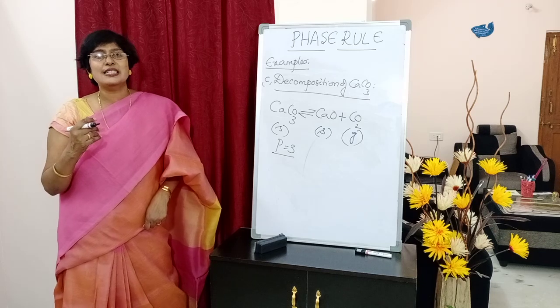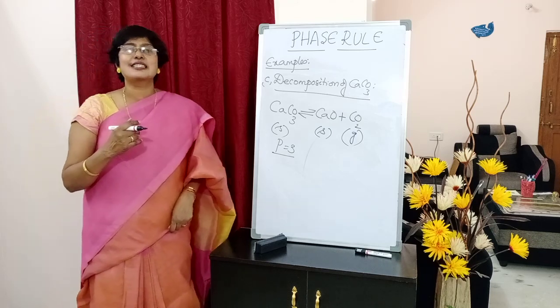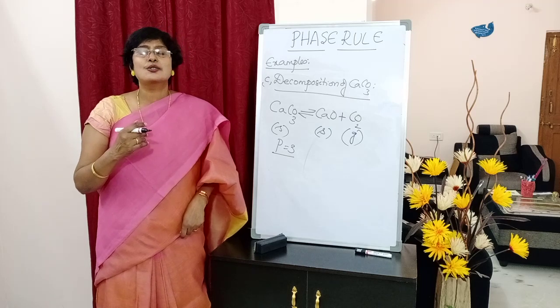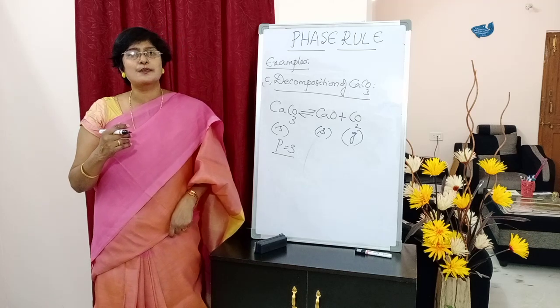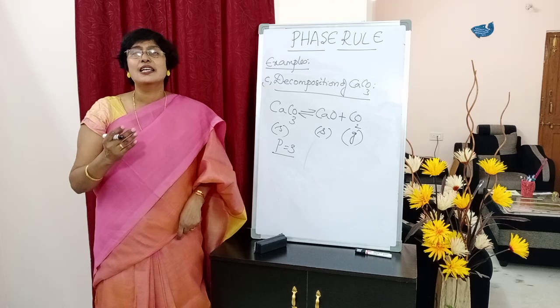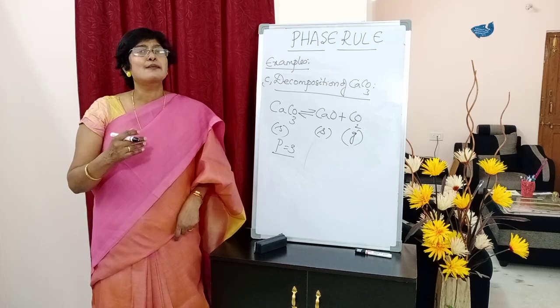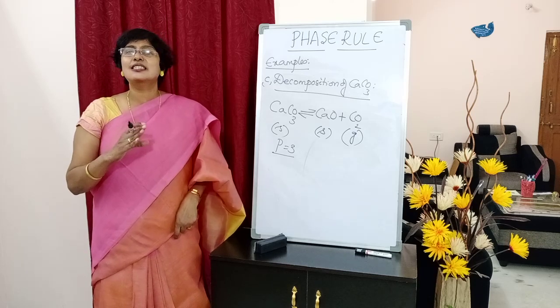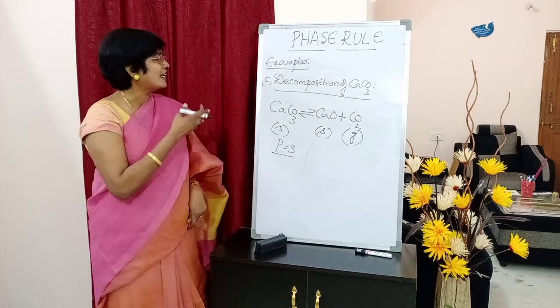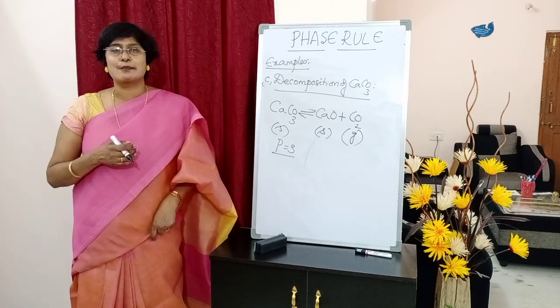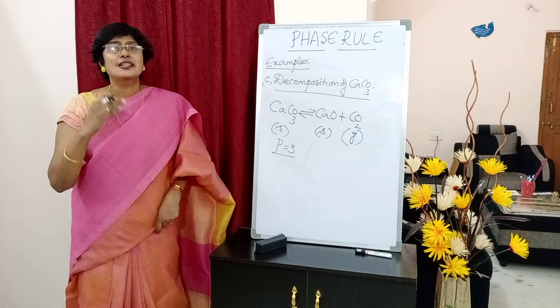So, what is a phase? Any heterogeneous system consisting of two or more homogeneous parts which are physically distinct and mechanically separable, these are called phases. You can write down all these three examples. Next, moving on to the second one.